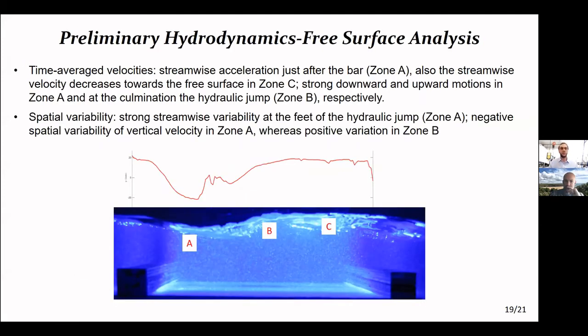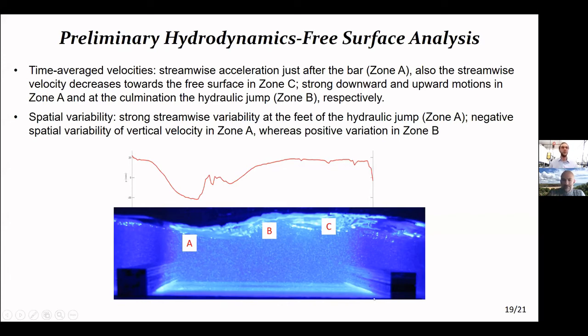But when the surface elevation is coupled with the hydrodynamics, it is possible to say that where the streamwise acceleration occurs, the surface elevation decreases. So the surface elevation decreases where the streamwise velocity increases, whereas the opposite occurs downstream of the hydraulic jump.